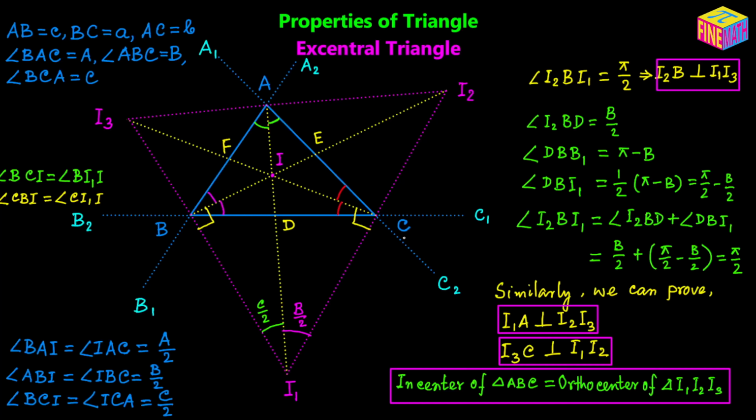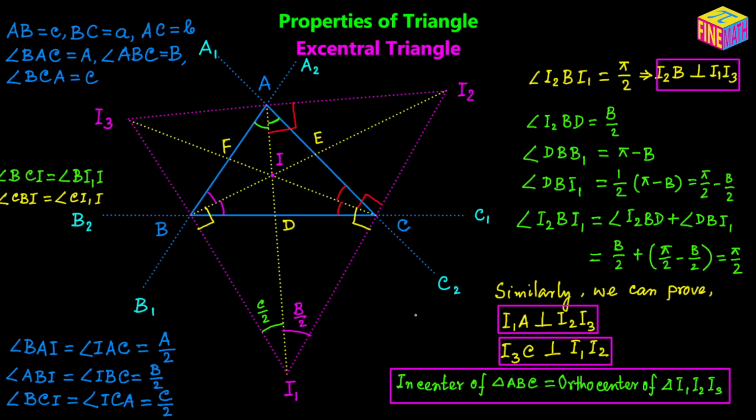Let me highlight that with a red color here. So the angle ICI sub 2 is a 90 degree angle, and similarly the angle IAI sub 2 is also a 90 degree angle. Think about it. That means in the quadrilateral AICI sub 2 we have a pair of opposite angles whose sum is 180 degrees. That means this is also a cyclic quadrilateral, and because it is a cyclic quadrilateral, we can imagine CI to be one of the chords.